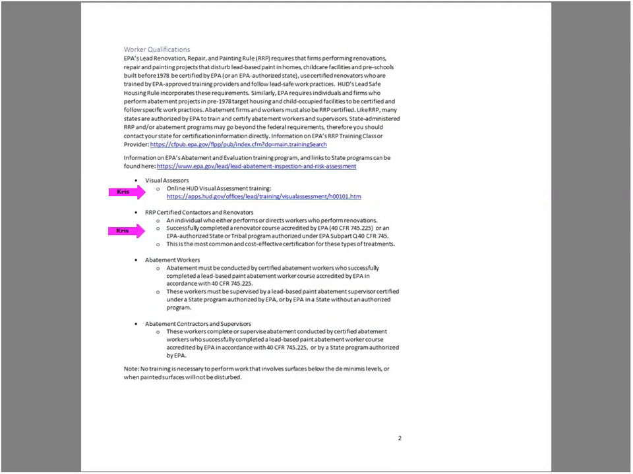So we have our RRP certified contractors. Those are the people that are doing the paint stabilization. And I was looking, I thought we had risk assessor training on here, but we don't.